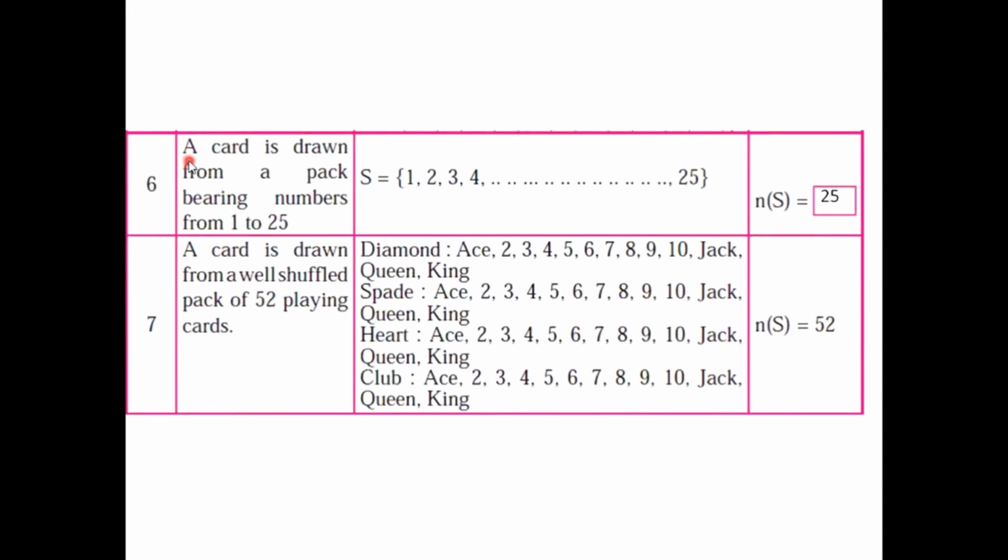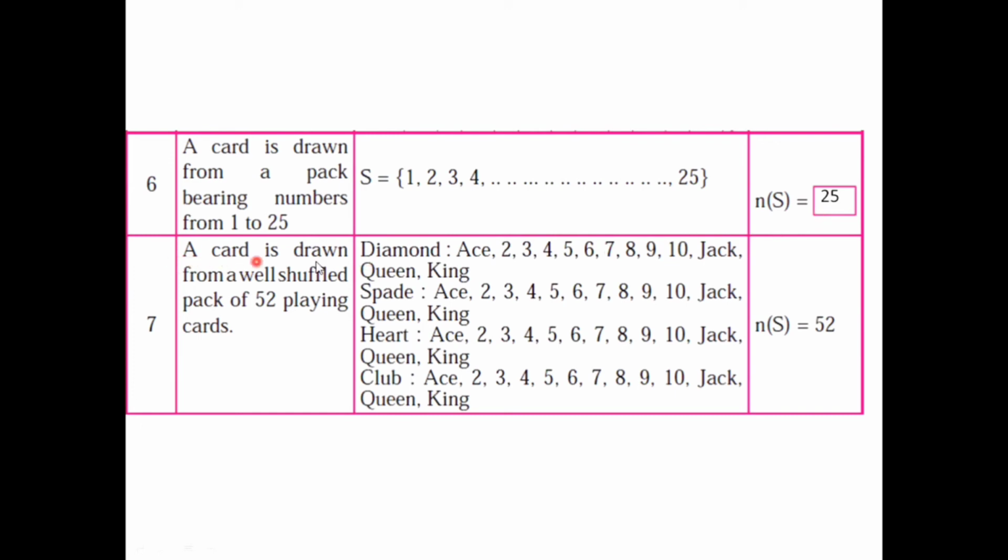We have another random experiment. A card is drawn from a pack bearing numbers from 1 to 25. So as there are numbers 1 to 25, there will be 25 sample points. That means there is an equal possibility for each of the cards being drawn. So the sample space will be 1, 2, 3, 4 up to 25. And as there are 25 sample points, N of S is equal to 25.